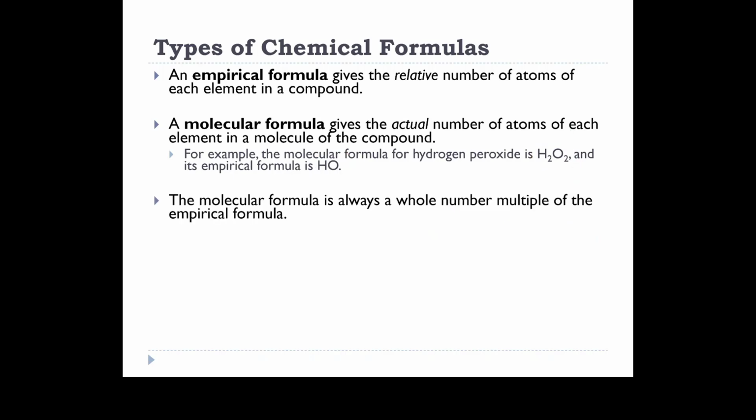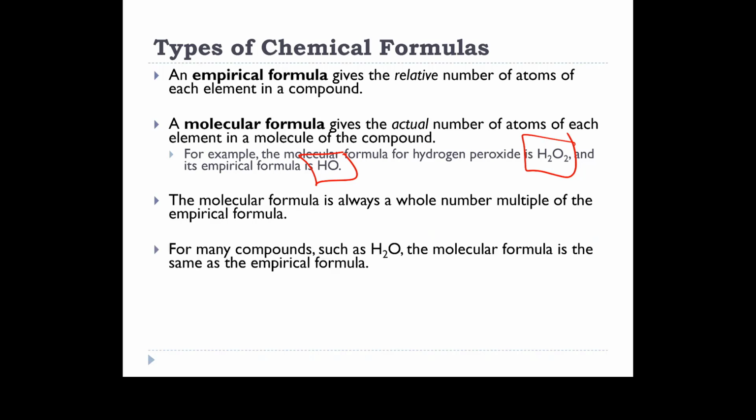So that molecular formula is always going to be a whole number multiple of the empirical formula. In order to get the molecular formula here from this empirical formula, we got to multiply each atom by some number. In this case, that number is 2. Sometimes the empirical formula and the molecular formula are the same thing, like in water. That's the lowest ratio we can have. It's also exactly how many of each type is there.